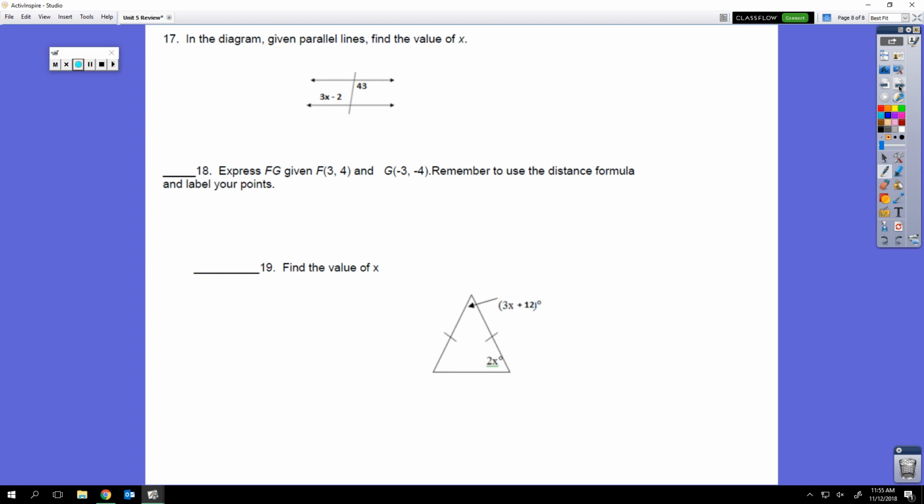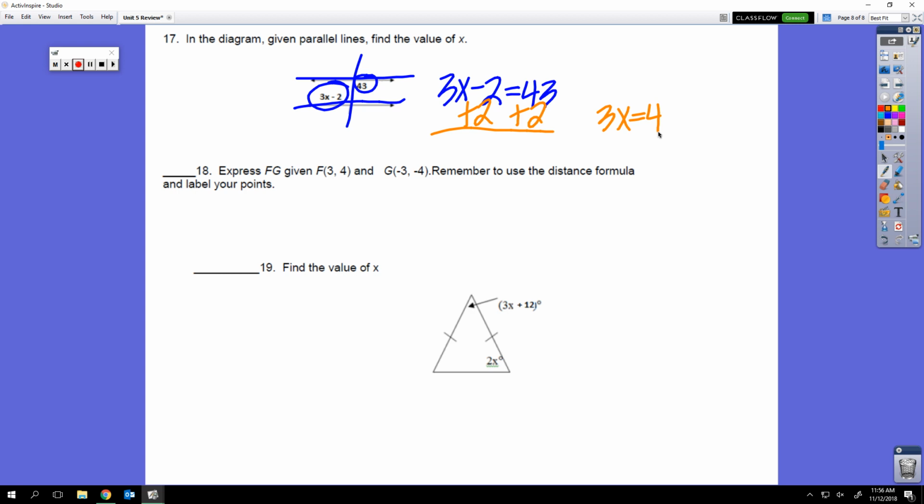17, in the diagram, given parallel lines, find the value of X. So these two lines are parallel, cut by this transversal. That means these two angles are equal, because they are called alternate interiors. So I'm going to set them equal. And then I'm just going to solve. So I'm going to add the 2. So I have 3x equals 45. Divide by 3.